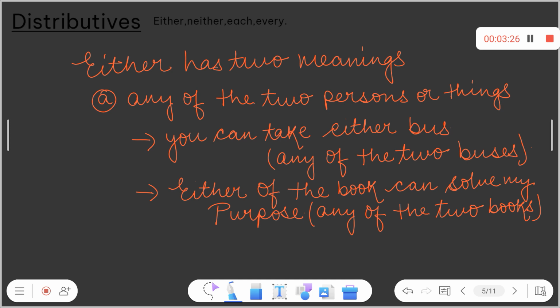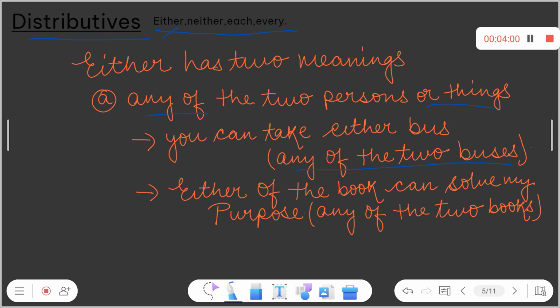Students, now come our distributives. What do you mean by distributives? Distributives means distribution. When we talk about distribution, in distributives it comes either, neither, each and every. So first we'll study about either. Either has two meanings: any of the two persons or things. Like if I say, you can take either bus, that means you can take any of the two buses. There's an option. Either this or this.